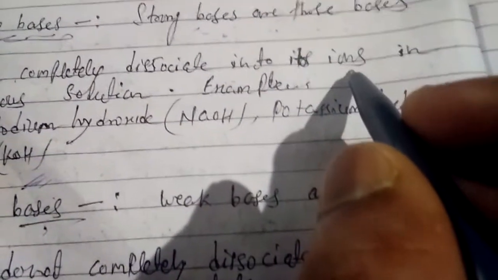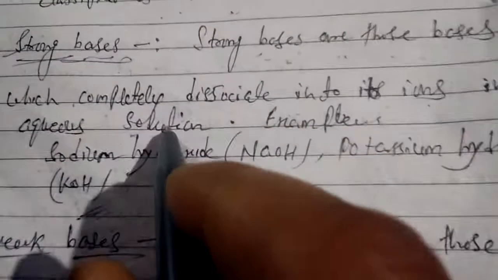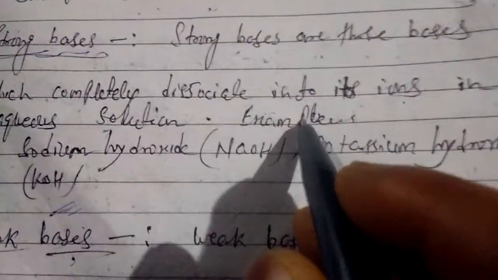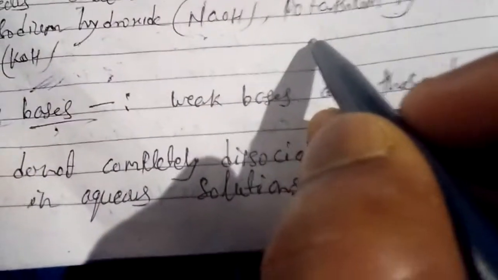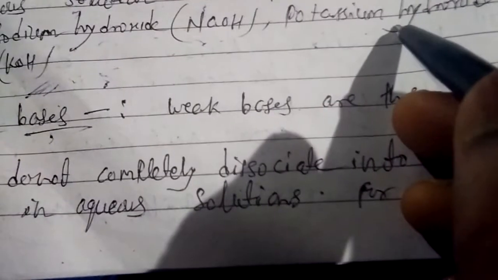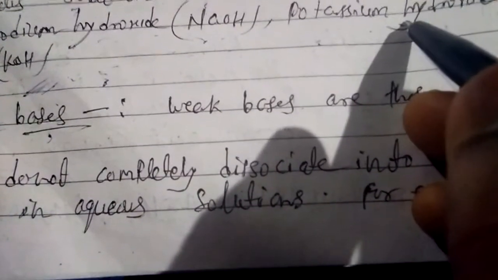Now what do you mean by strong base? Strong bases are those bases which completely dissociate into their ions in aqueous solution. Understand? That is known as a strong base, just like sodium hydroxide, NaOH, potassium hydroxide, KOH. So these are the strong bases, which are completely dissolved into ions in aqueous solution.